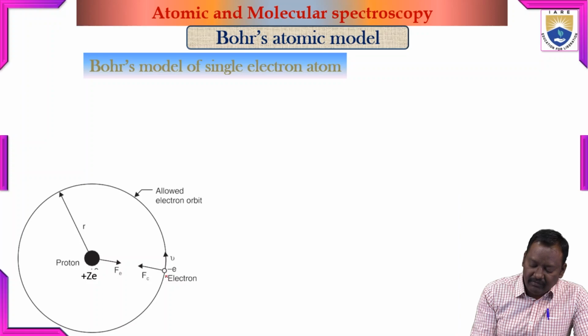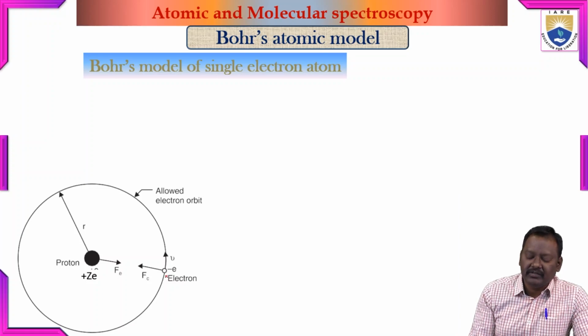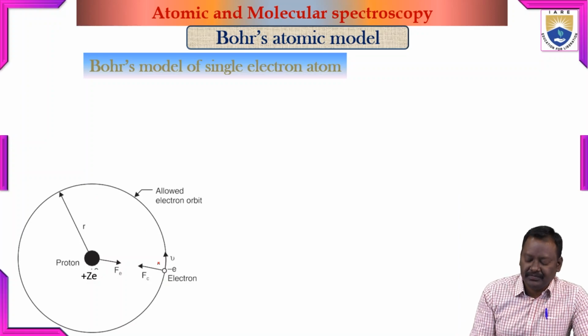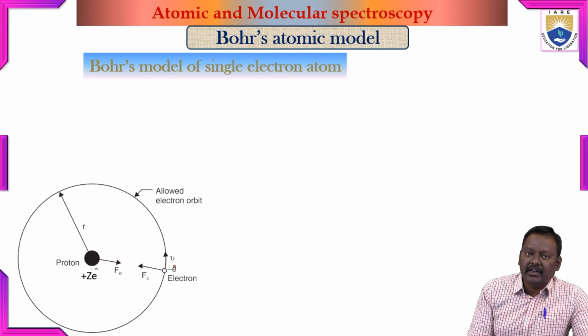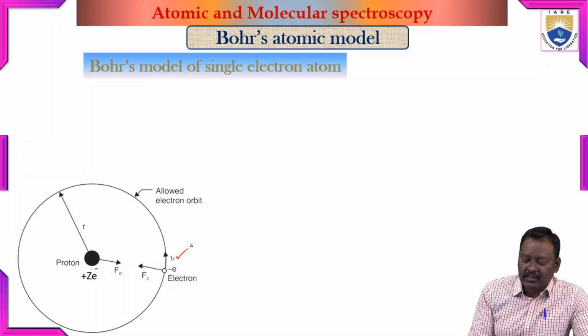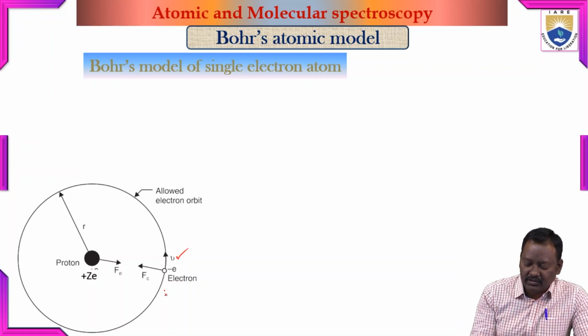And there is only one single electron which is moving around the nucleus in a particular orbit. The charge of the electron is, as earlier, minus e. Velocity of the electron is v. Mass of the electron is also m.